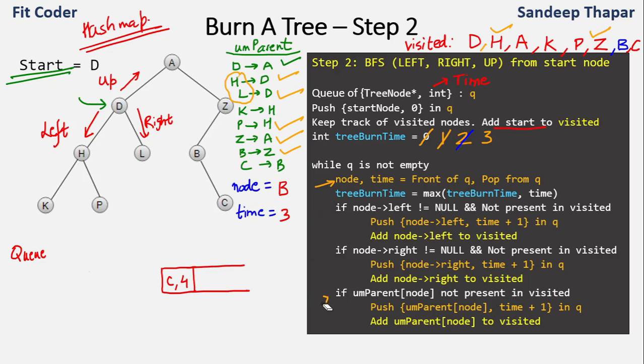In the next step, we check the front of the queue, which is C, 4. We pop it from the queue.